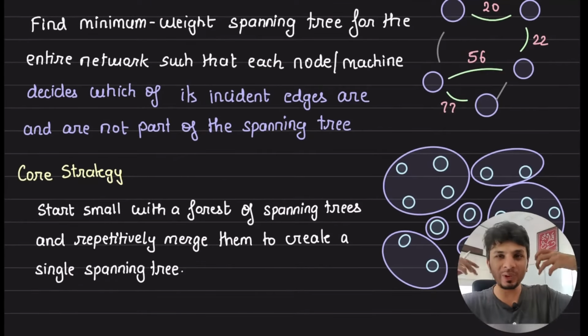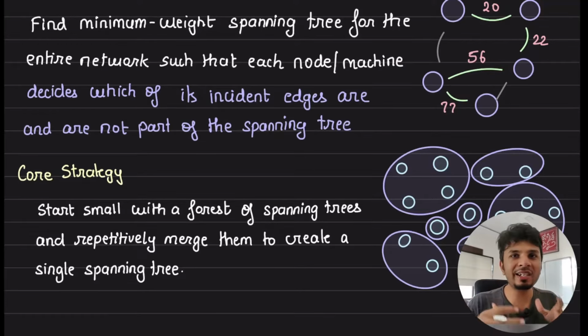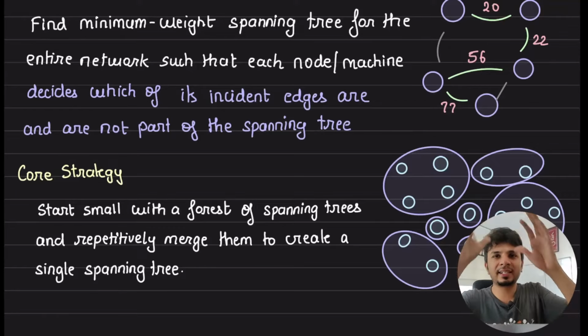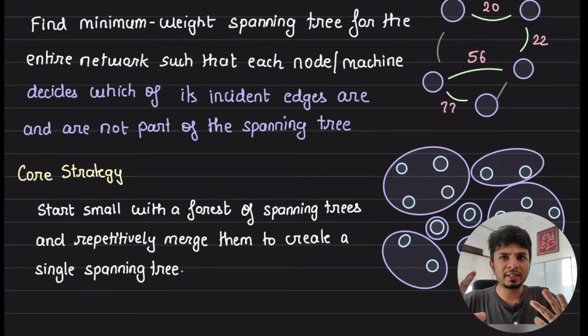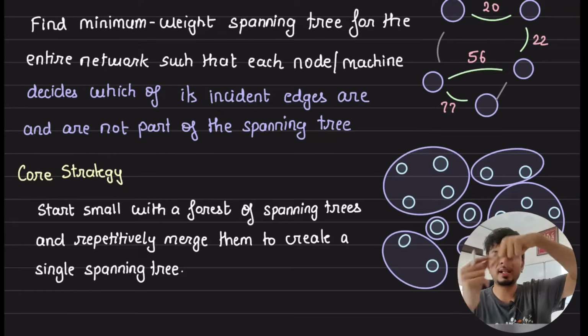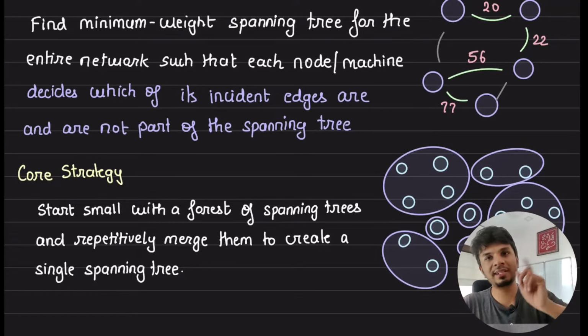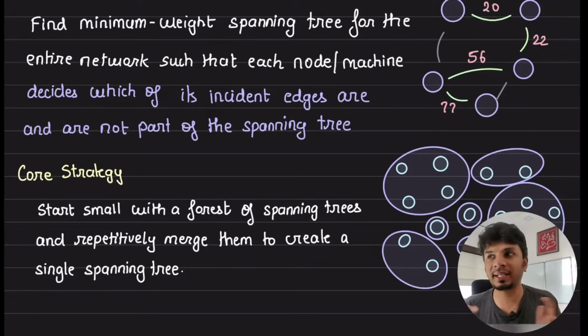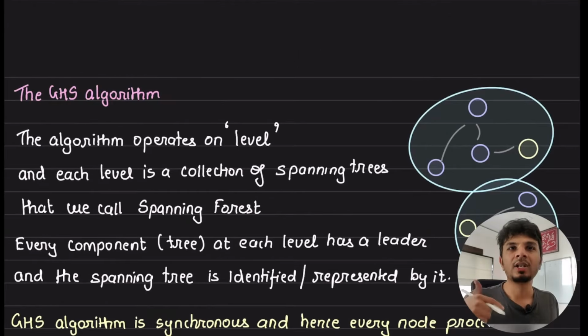Okay. So what is the core strategy? The core strategy to construct a spanning tree in a distributed setup is, we start small with a forest of spanning trees and we repeatedly merge them to create a single spanning tree, kind of like divide and conquer. So you'd start with a large number of individual spanning trees, and you merge them to have a final spanning tree that covers the entire network. This is the idea. Keeping this in mind, we will go step by step to understand what's happening and how it's happening. So we'll talk about this GHS algorithm.